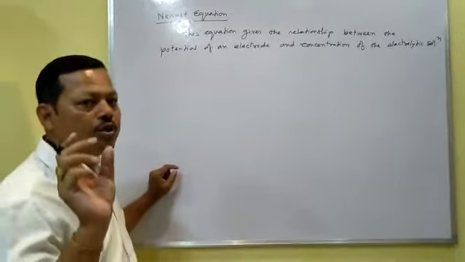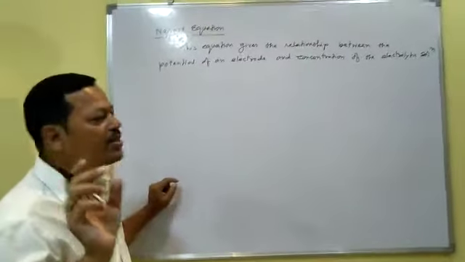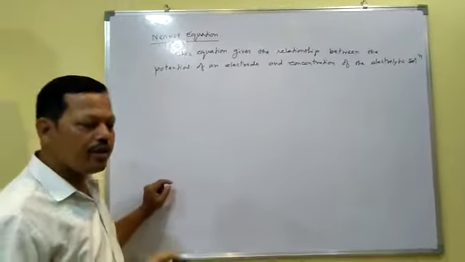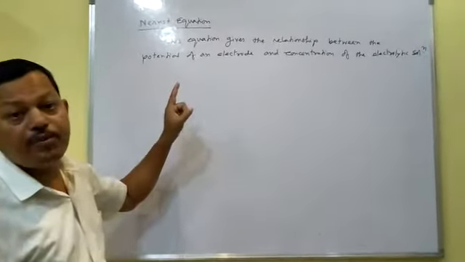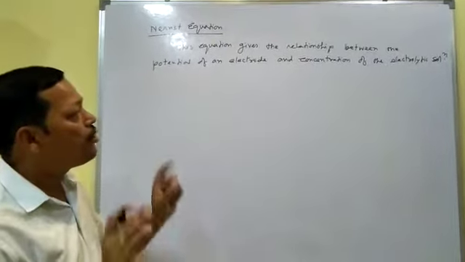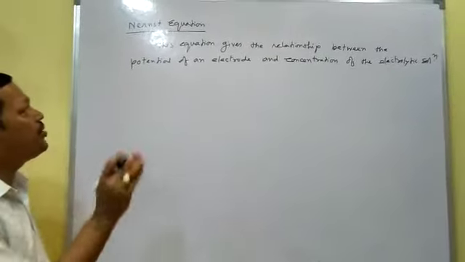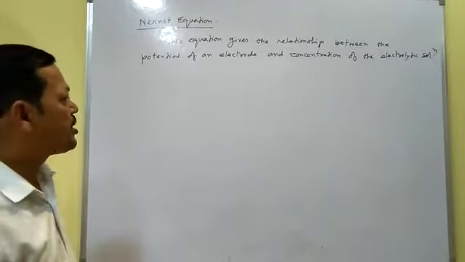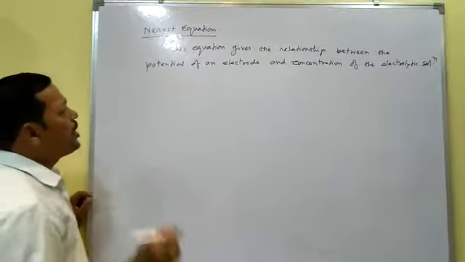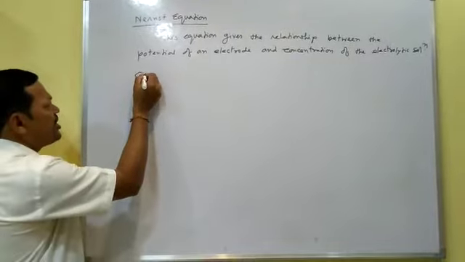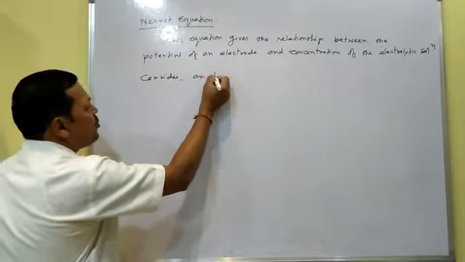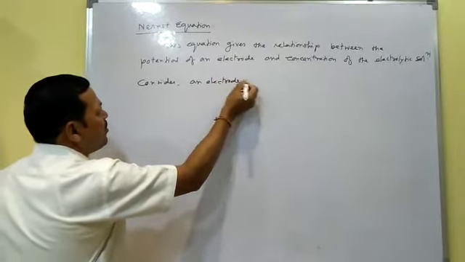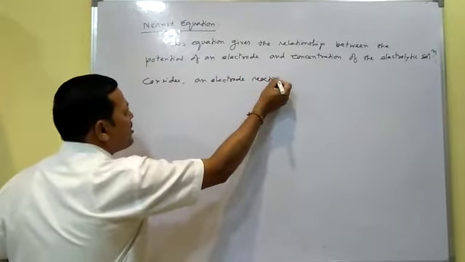Yesterday I told you the electrode potential depends upon the concentration of the solution. If the concentration keeps changing, then the potential keeps changing. So that is how it depends on concentration. You can find this out by using the Nernst equation. Now, what about the equation? Consider an electrode reaction.